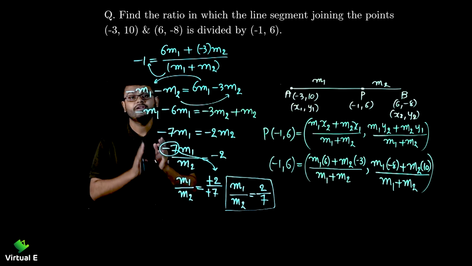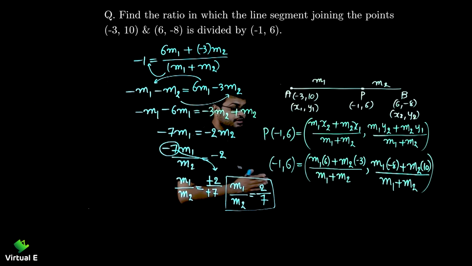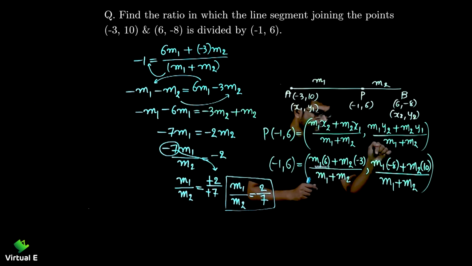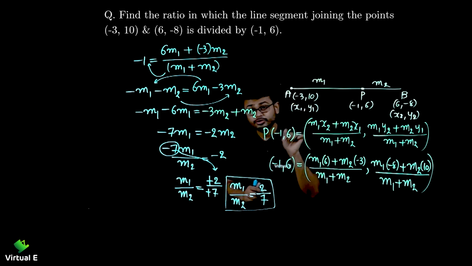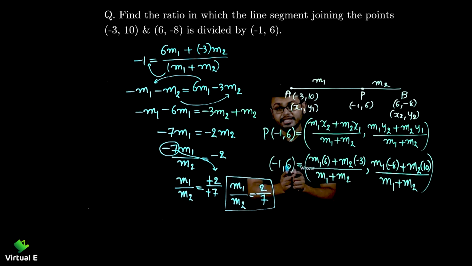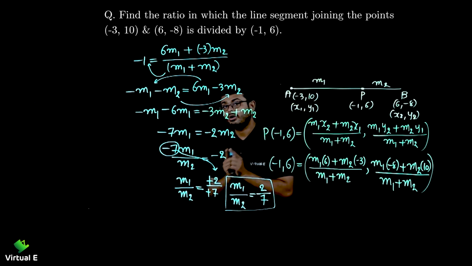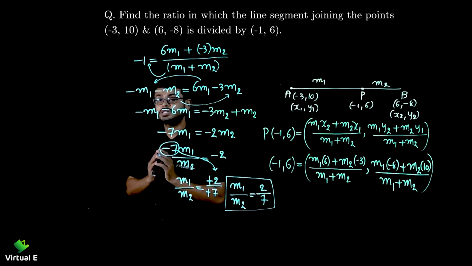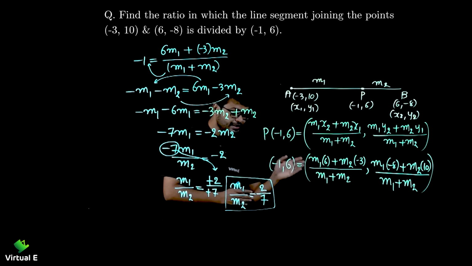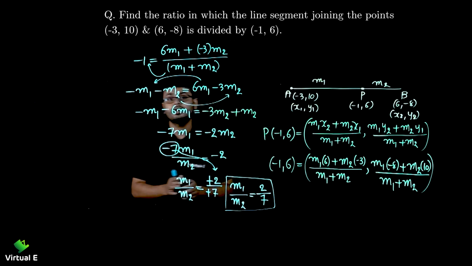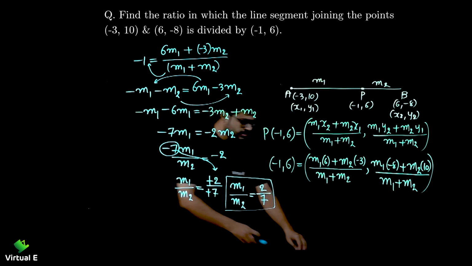Now remember, we have only compared the half answer. We need to put the value of m1 and m2 here, and we need to check, are we getting the value as 6? If we are not getting it, our answer is incorrect. And if we are getting the answer as 6, then our answer is correct. So let's do that one.